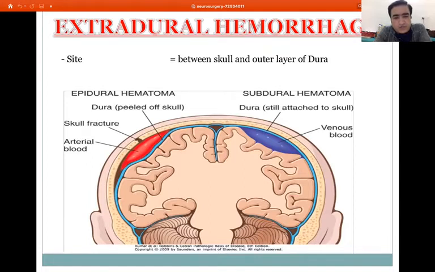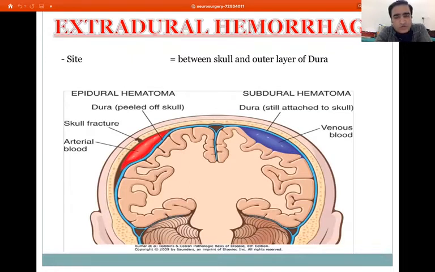So today I am giving small details of what types of hematomas are commonly encountered after trauma, during the evaluation of the traumatized patient in the casualty. So first, the most common type of injury is the extradural hemorrhage. By name, it is understood that it is extradural.